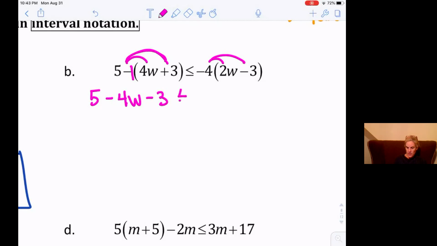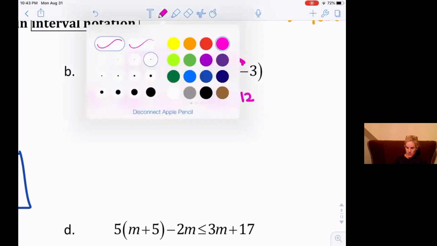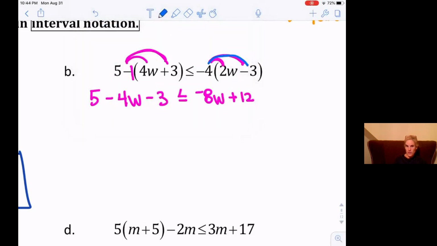And then that is less than or equal to, and then distribute the -4. You would get -8w and then plus 12. And it's a plus 12 because -4 times -3 is positive 12. If you don't know your negatives in terms of multiplying, adding, subtracting, dividing, please be on the safe side and just use your calculator. It's completely fine. Okay, so we eliminated our parentheses.